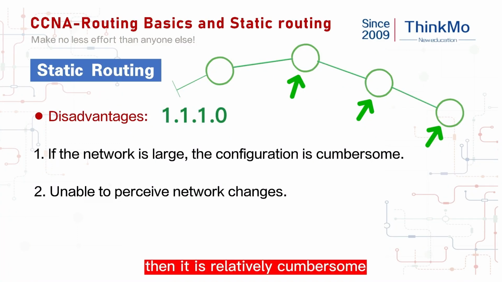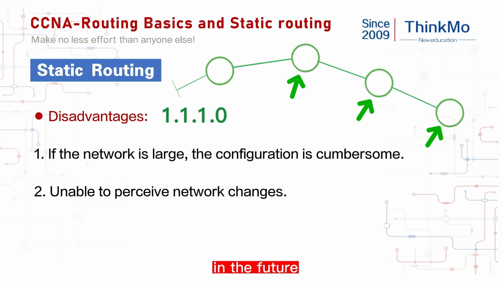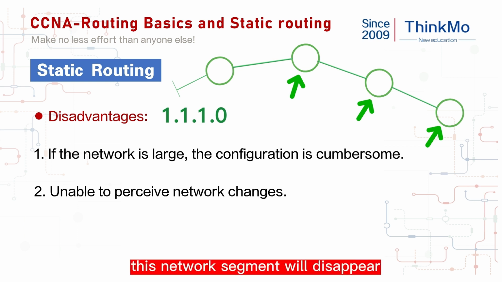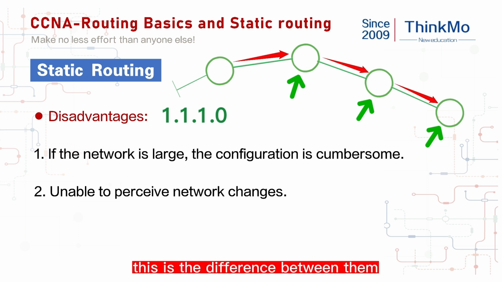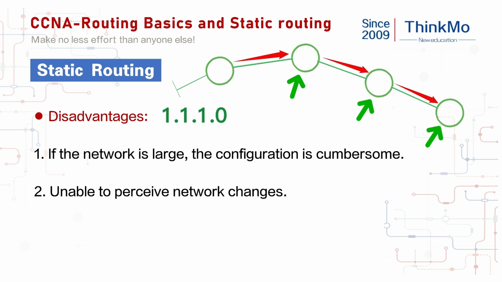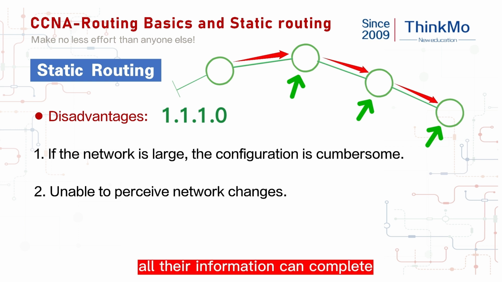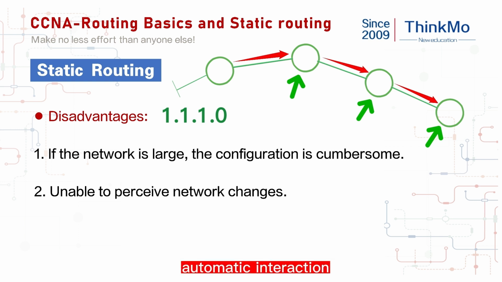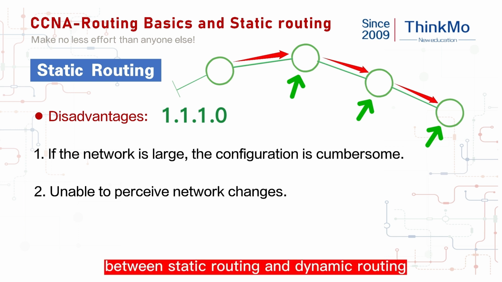Then it is relatively cumbersome. Then the corresponding dynamic routing can solve this problem. If a network segment already exists in the overall network topology, and in the future this network segment disappears, it can automatically tell other devices. This is the difference between them. That is, only preconfiguration is required. In the later stage, all their information can complete automatic interaction. This is the biggest difference between static routing and dynamic routing.